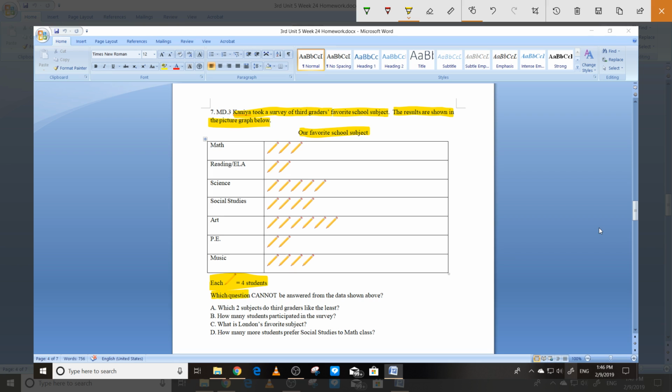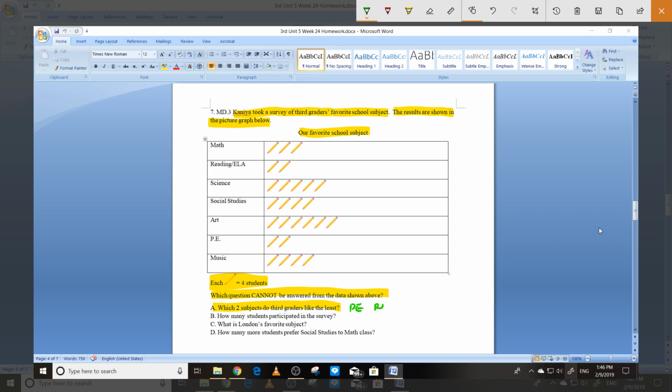The question is, which question cannot be answered from the data shown above? So A says, which 2 subjects do third graders like the least? Can we tell which 2 it is? Obviously, because the answer is PE, right?